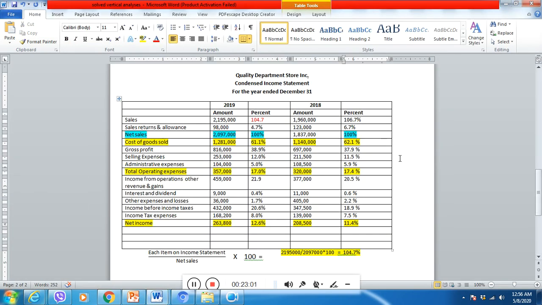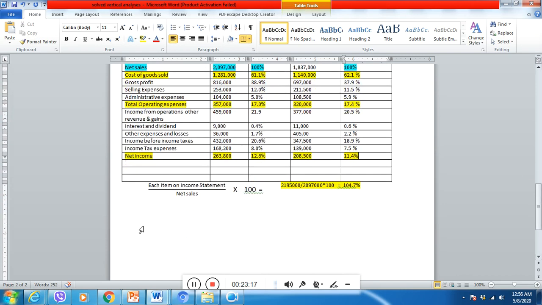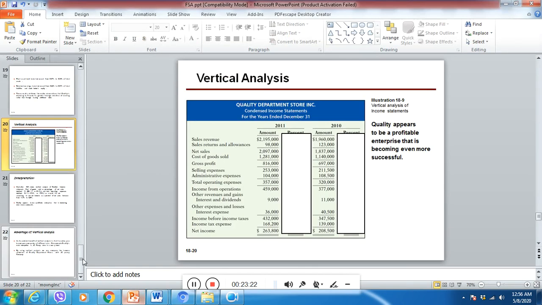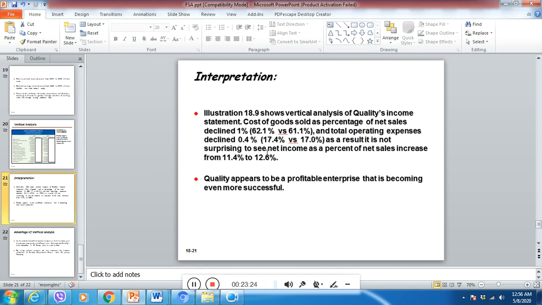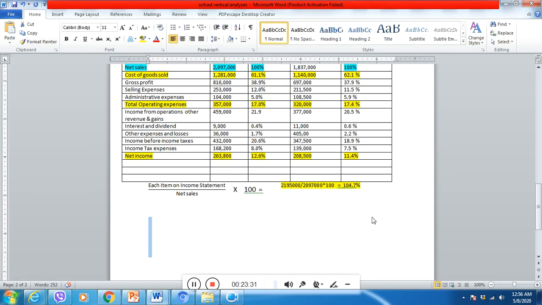This is the solved one. In the exam you have to solve the question and answer it the same way. Having each column amount and percentage, then for a different year, 2018, amount and percentage, you have to calculate. After that you will write the interpretation as mentioned here on slide number 21, these 2, 3, 4 lines. This is very easy, three things are there. Upon these three things you will take that decision.